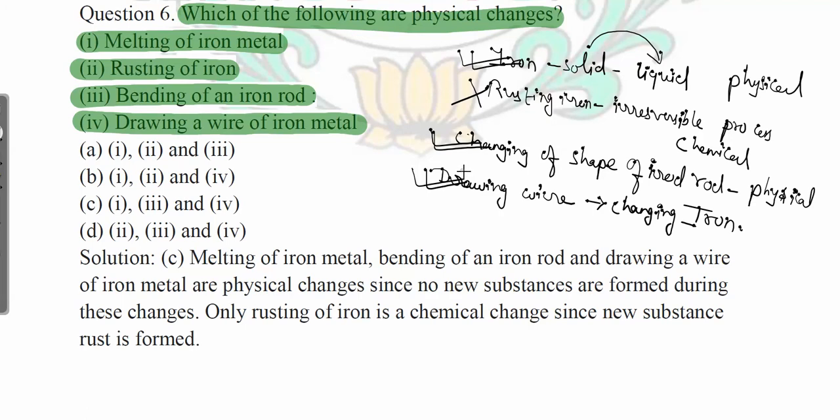So the option will be 1, 3, and 4, and the correct option is C. All these three processes which we have discussed here are physical changes only, and the rusting of iron is the only process here which is an irreversible or chemical process.